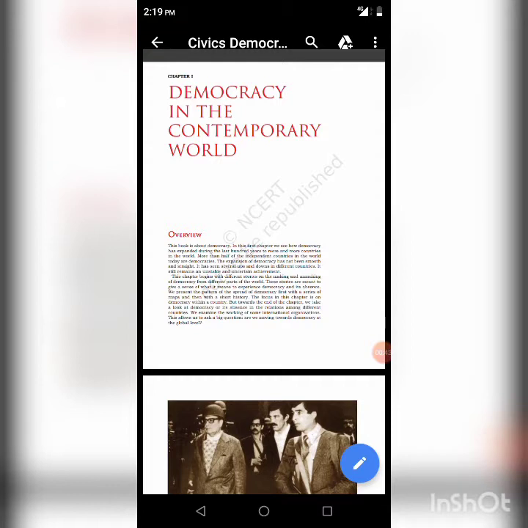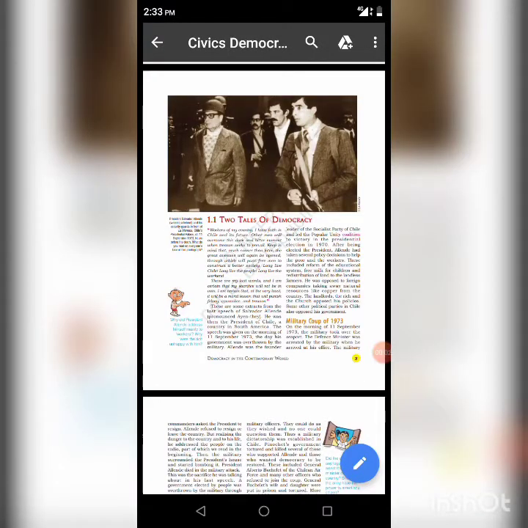Democracy is the form of government in which the rulers are elected by the people. One chief factor common to all democracies is that the government is chosen by the people. And now, the two tales of democracy, in which first, Chile.